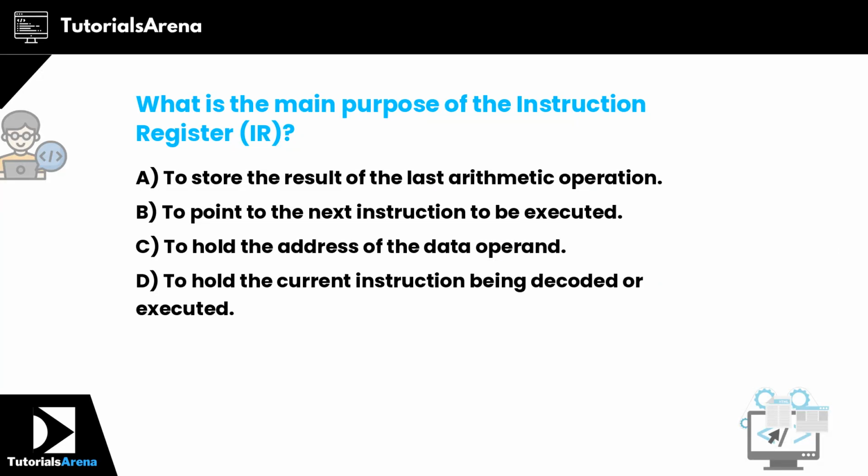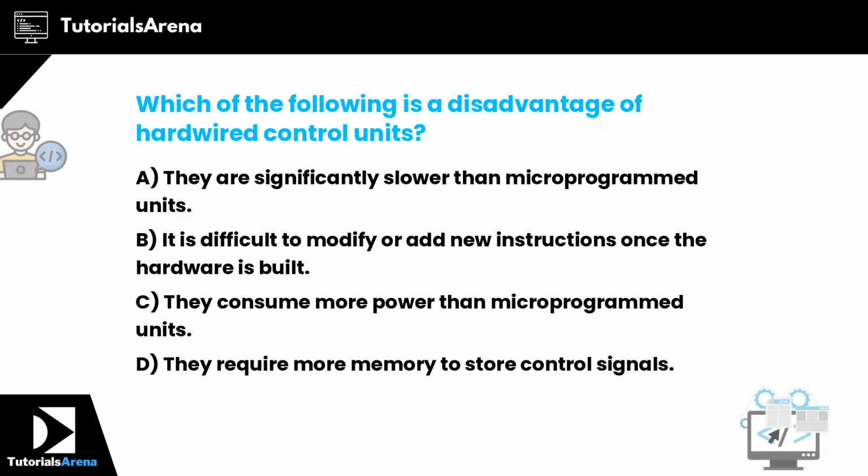What is the main purpose of the instruction register, IR? The correct answer is option D, to hold the current instruction being decoded or executed. Which of the following is a disadvantage of hardwired control units? The correct answer is option B. It is difficult to modify or add new instructions once the hardware is built.